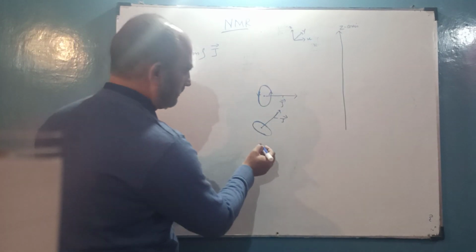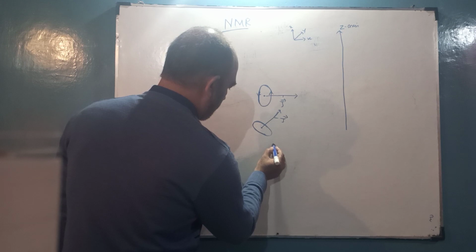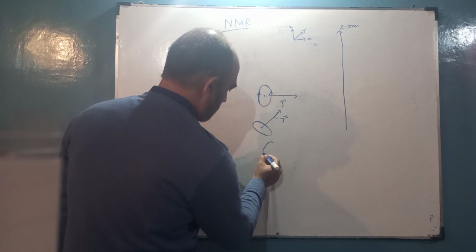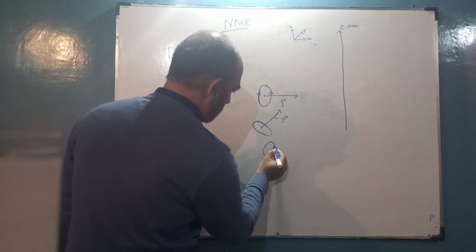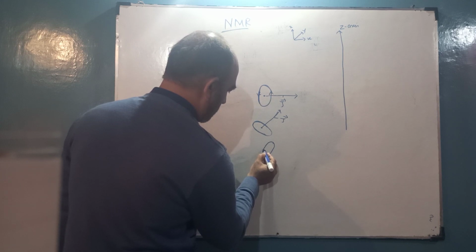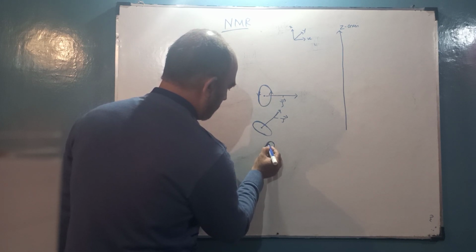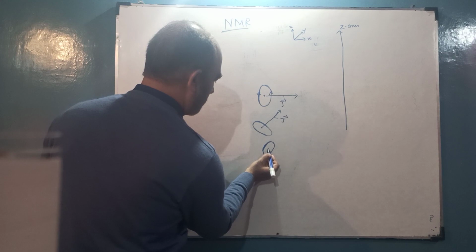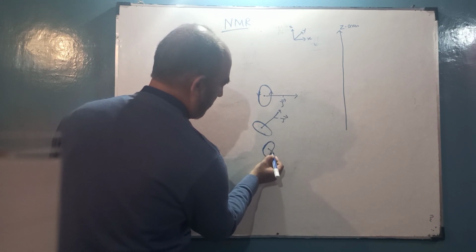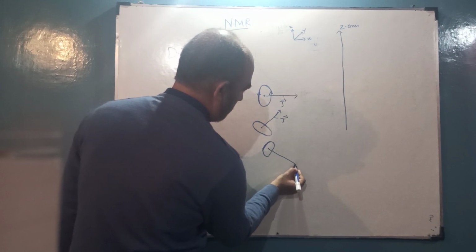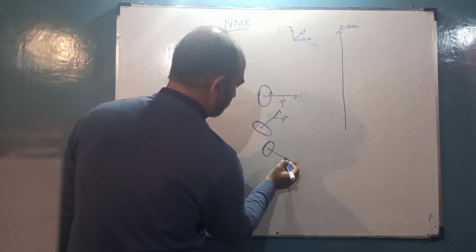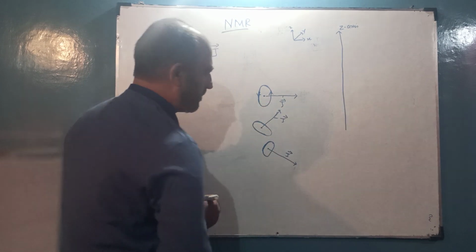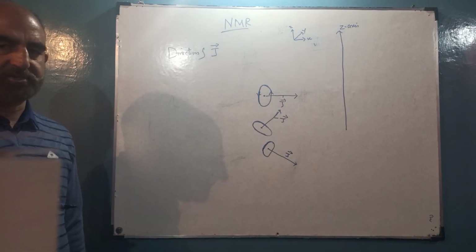And also the particle can have rotation in this plane. Now in that case, the angular momentum vector will be perpendicular to this plane. We can show it like this. Now the angular momentum vector has a different orientation.